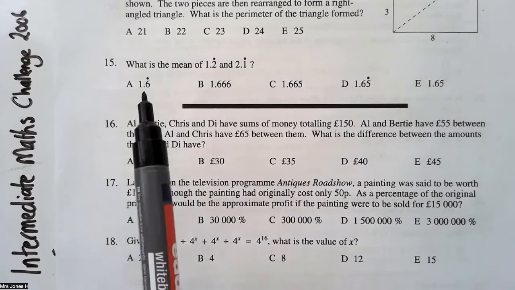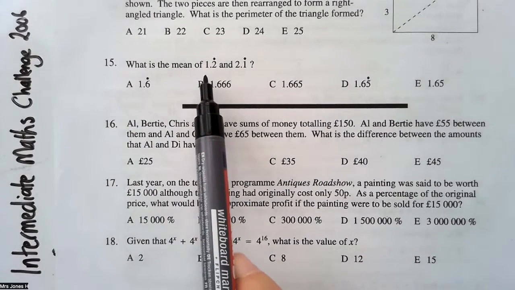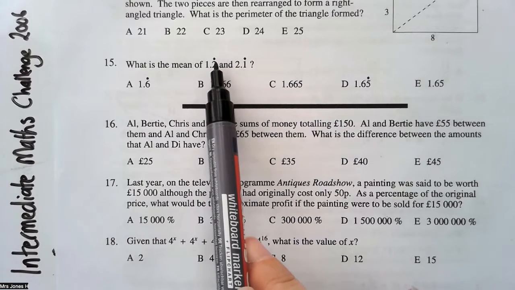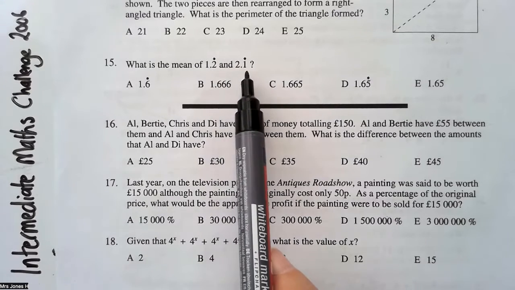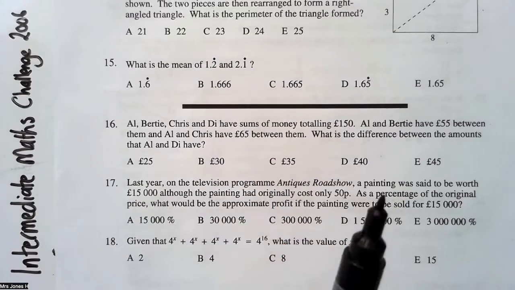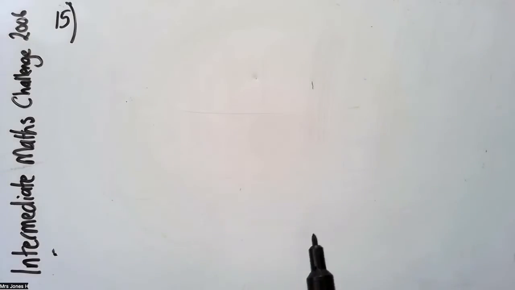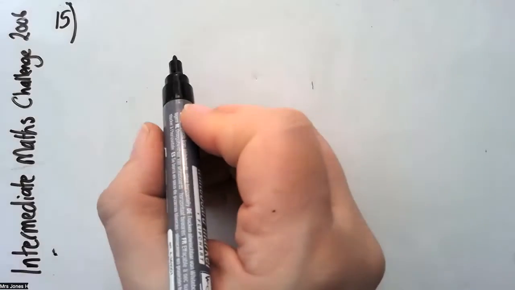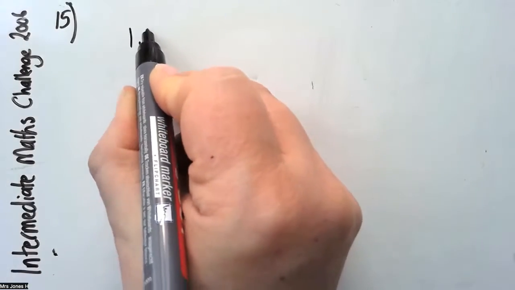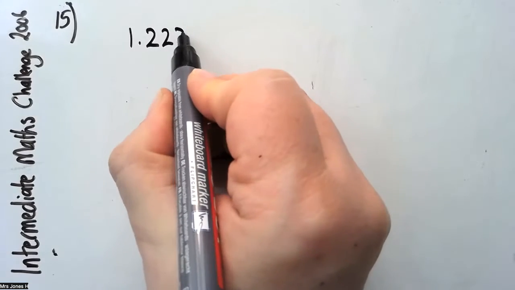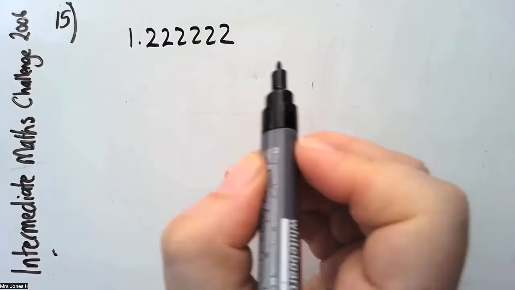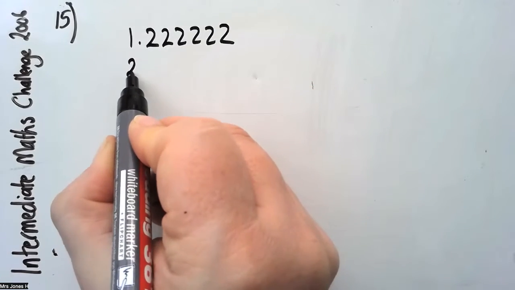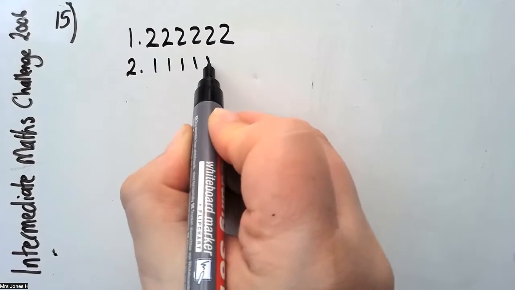Question 15. What is the mean of 1.2 recurring and 2.1 recurring? So what we're going to do is add the two together. 1.2 recurring actually looks like this. 2.1 recurring looks like this.